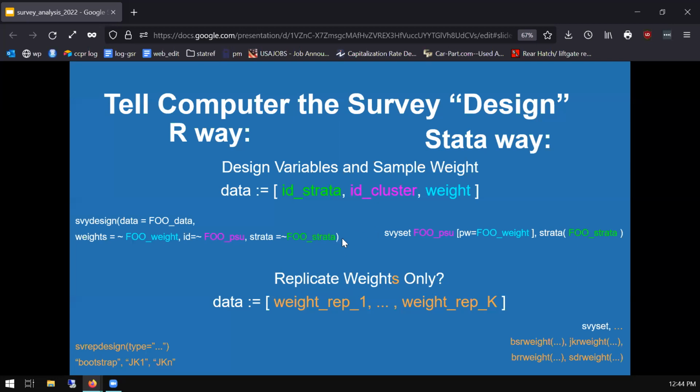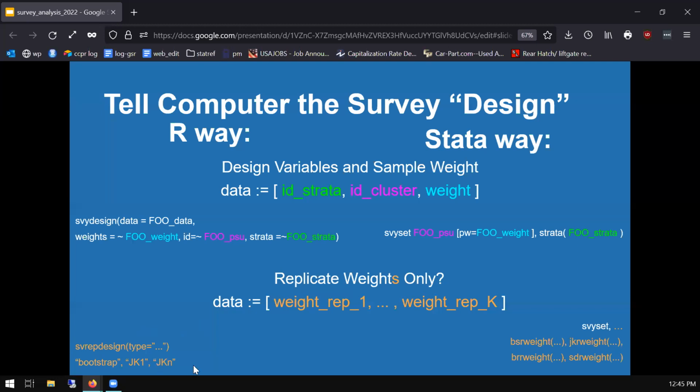In older data sets, you might get a data set that instead uses something called replicate weights, where you might have several columns. You might have 20 columns that are each called weight 1, weight 2, weight 20. You have like 20 columns. If that's the case, you'll know you're in this situation. In Stata, you would use these commands to use the replicate weights. In R, you would use this equivalent.